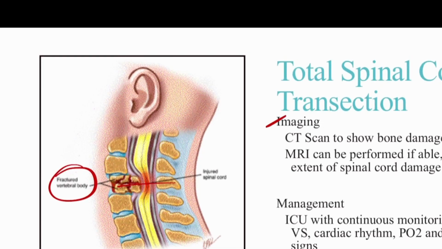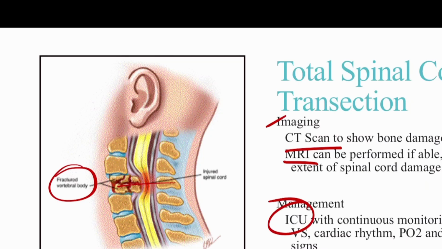So for imaging, a CT scan will show bone damage. MRI can be performed if able, again, if they can lie down and so forth, to show the extent of the damage. They go right to the ICU. They have to go there because of all the problems going on with their vital signs. You have to watch everything else now.